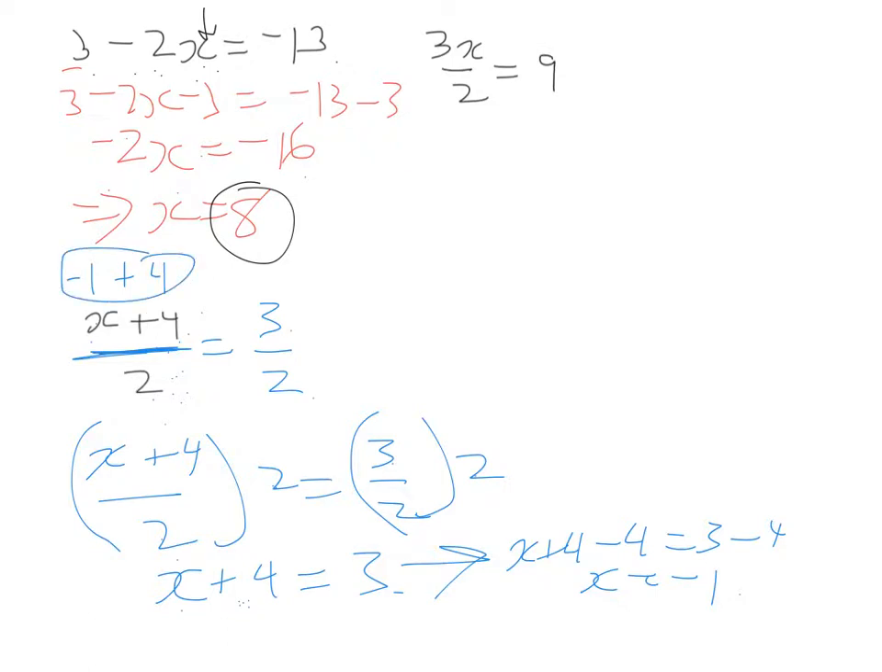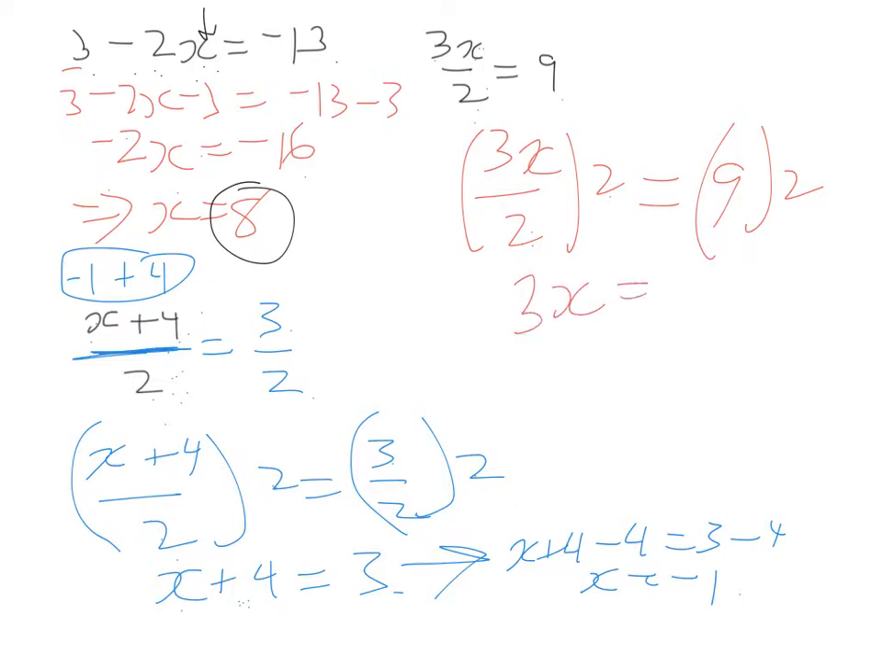Alright, last one. We've got 3 times some number divided by 2 equals 9. With this, it doesn't matter which one we do first. We can do our division or multiplication, but once again, whatever is furthest away from the x needs to leave first. Because we've got 3x over 2 and that equals 9, if we're dividing by 2, we've got to multiply by 2. What we do to one side, we've got to do to the other side. So 2 times a half gives us a whole. So we're just left with 3x equals 9.